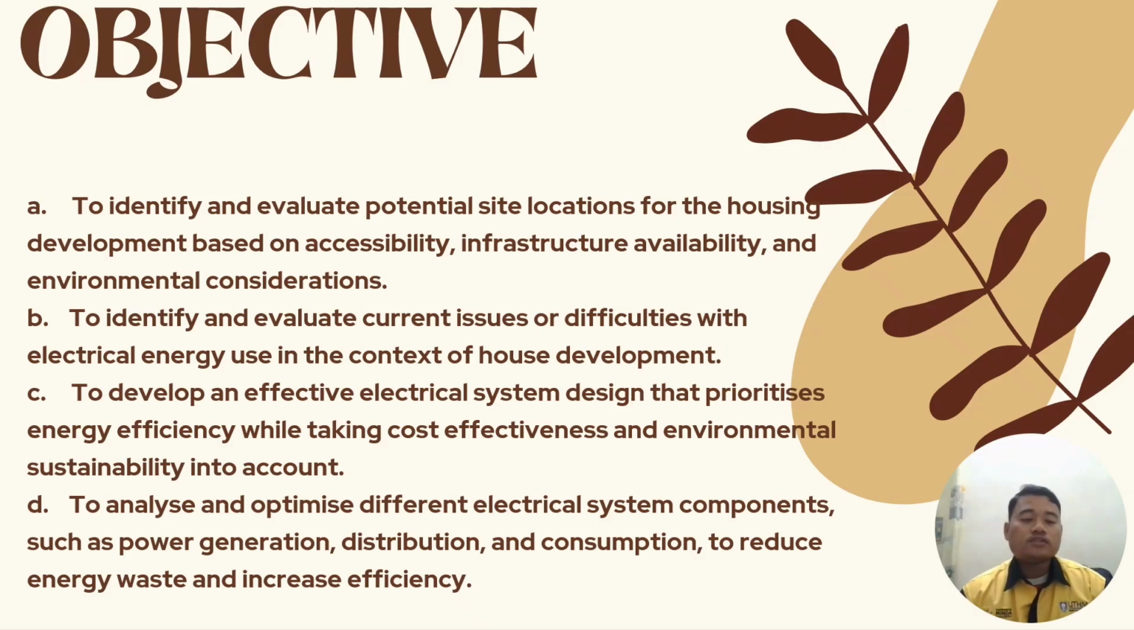Okay, the objective is first to identify and evaluate the potential site location for the housing development based on accessibility, infrastructure, availability, and environmental consideration. Second, to identify and evaluate current issues or difficulties with electrical energy use in the context of house development. Third, to develop an effective electrical system design to prioritize energy efficiency while taking cost effectiveness and environmental sustainability into account. And fourth, to analyze and optimize different electrical system components such as power generation, distribution, and consumption to reduce energy waste and increase efficiency.